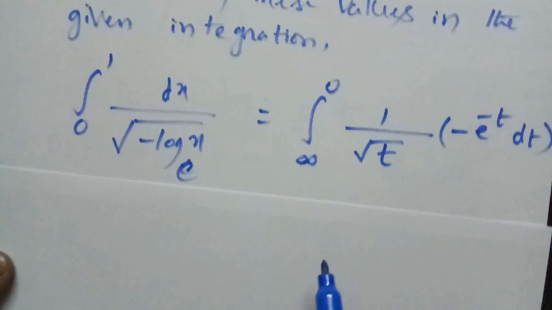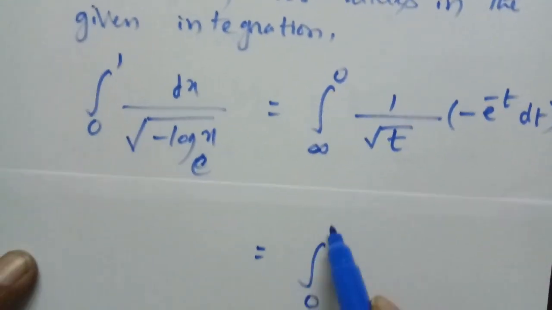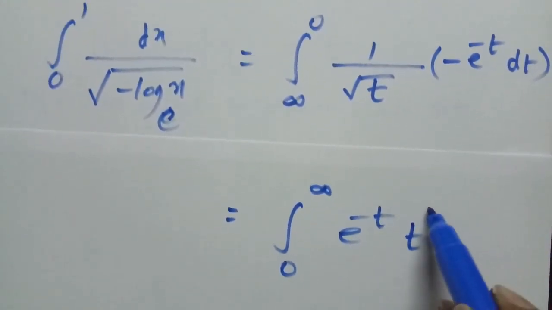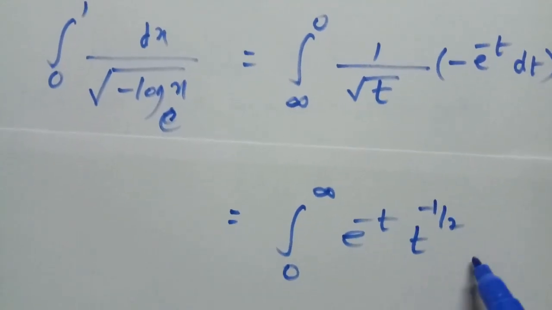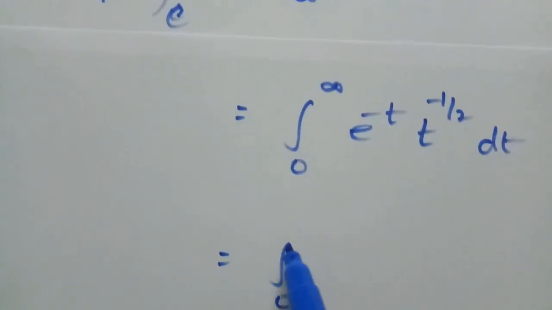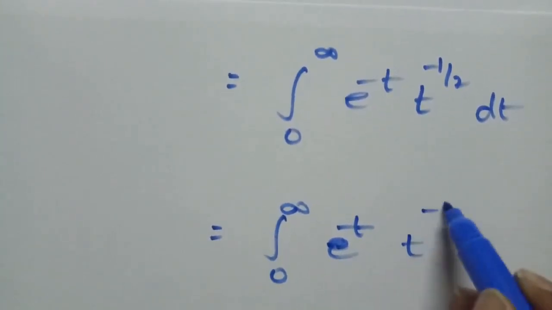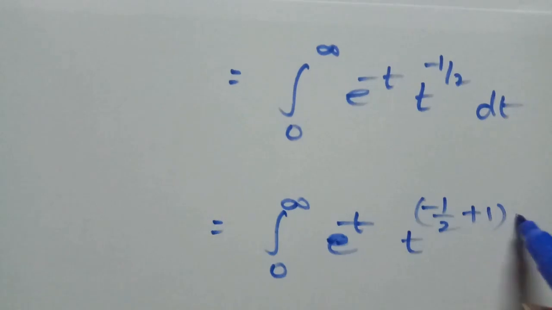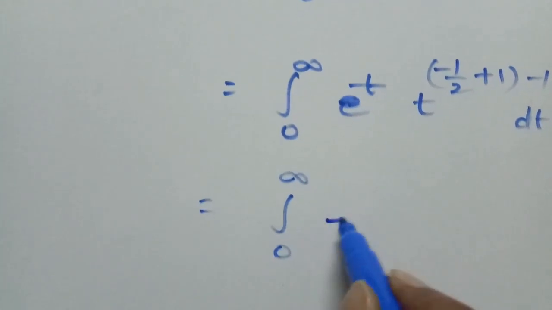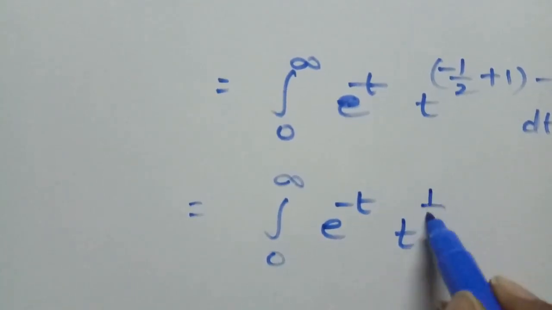Therefore, this is equal to integral 0 to infinity e power minus t into t to the power of minus 1 by 2. Root t is in the denominator, we are writing it in the numerator. Therefore, this can be written as integral 0 to infinity e to the power of minus t into t to the power of minus 1 by 2 plus 1 minus 1, adding and subtracting. That is, t to the power of 1 by 2 minus 1 dt.